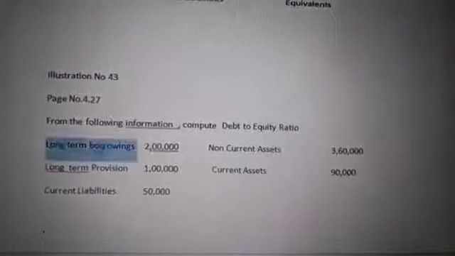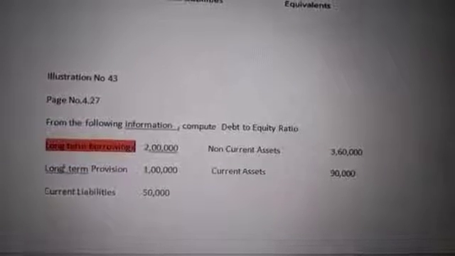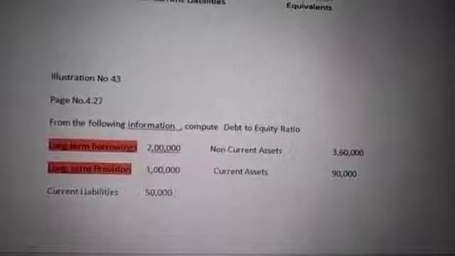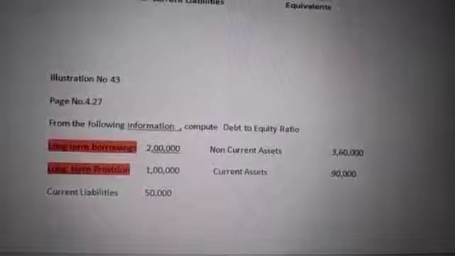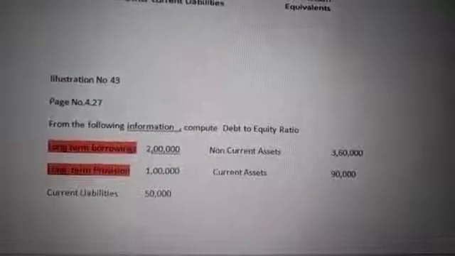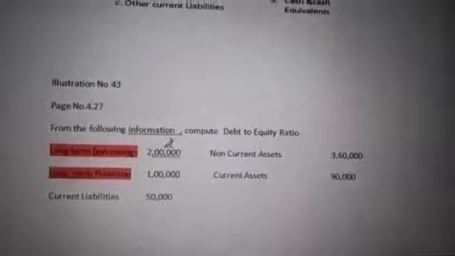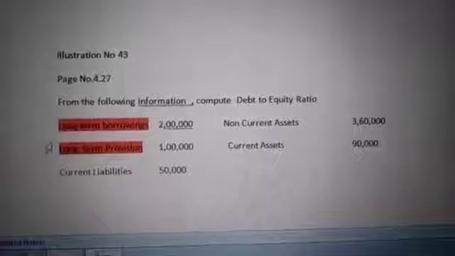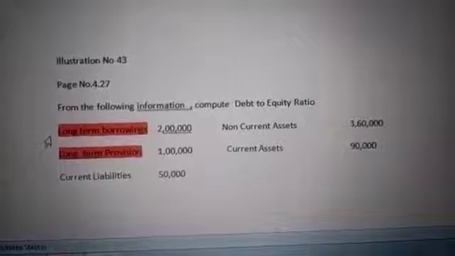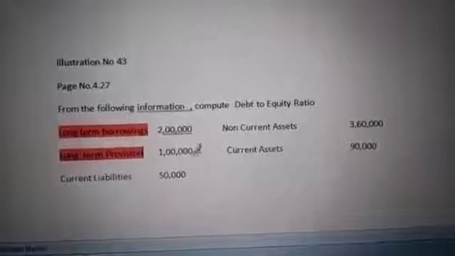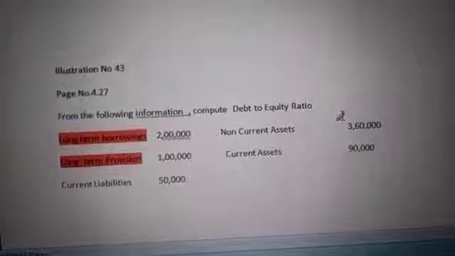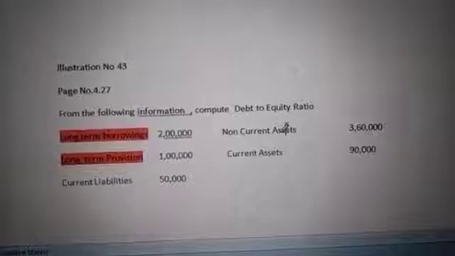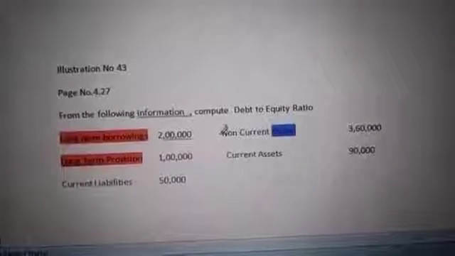Long term borrowing, it is debt. Long term provision, it is also a debt. Now, for finding equity, what we have to find? Debt equity ratio. So that we had pointed in red, that's our debt. While adding 2 plus 3, debt will come. But now how to find the equity? First of all, you have to add non-current assets. You have to find non-current assets.